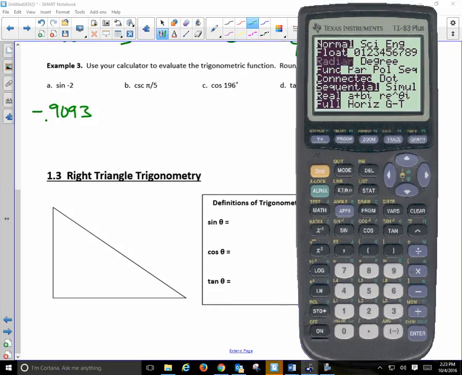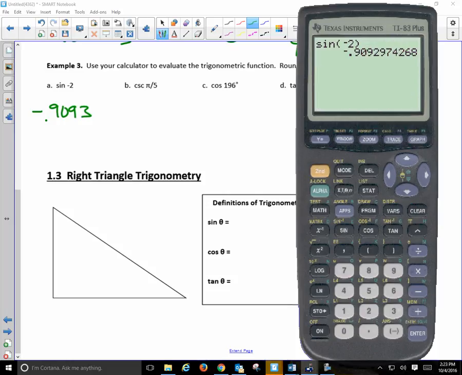Let's look at this one right here. We got cosecant of pi over 5. Am I in degrees or radians? I'm in radians. Now, here's the problem, folks. Do you have a button that says cosecant on your calculator? You don't. But cosecant is the reciprocal of what? Is it sine, cosine, or tangent? It's the reciprocal of sine.